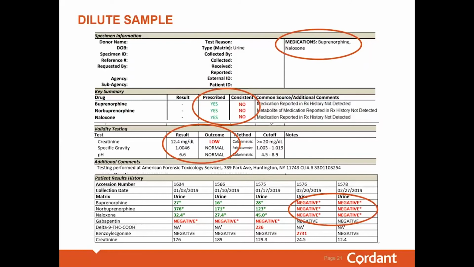I suspect this was intentionally diluted due to this here. This sample before it tested positive for benzoylecgonine, which is the metabolite of cocaine. The creatinine is 24, within limits, but barely. So this person was probably trying to dilute out that cocaine.